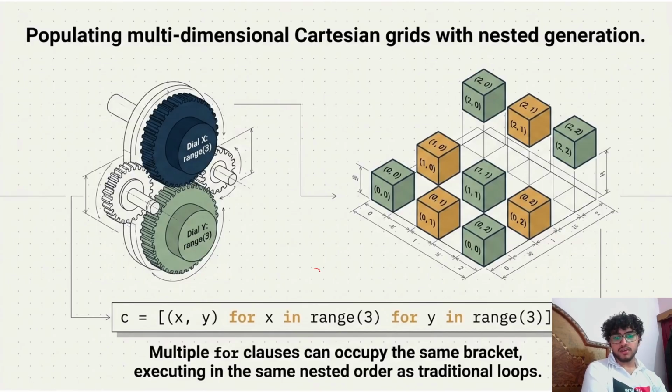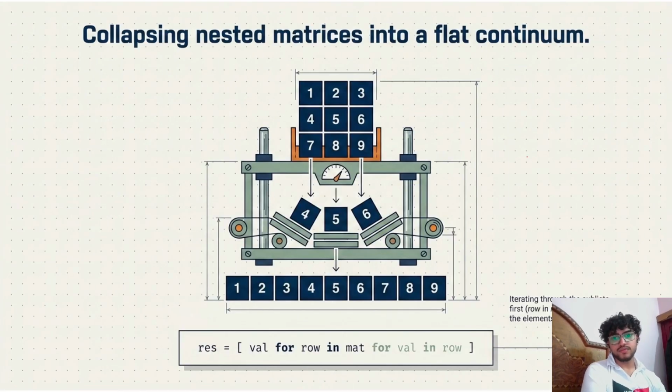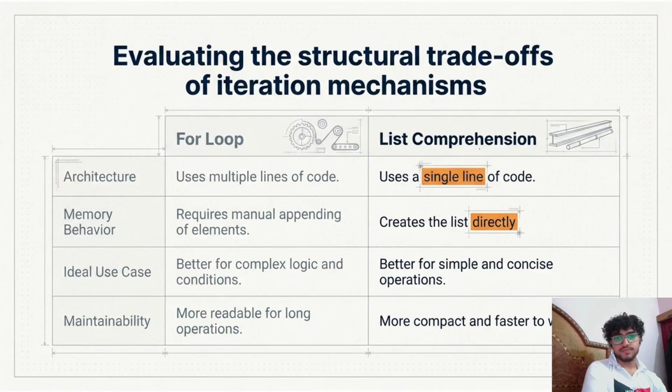Now, multiple clauses can occupy the same bracket, including the same nested order as traditional loops. As you can see, there can be more than one value. So here there are two values: for x in range 3, then this is the inner loop, for y in range 3. So it will give a matrix from 0, 0, 0, 1, 0, 2, 1, 0, and so on, as shown over here. And this is how the list comprehension works.